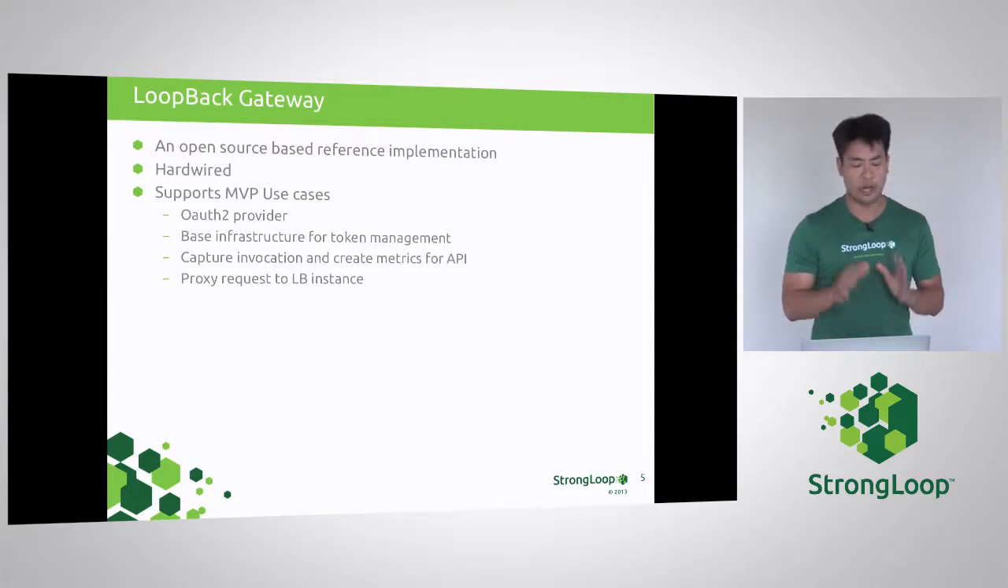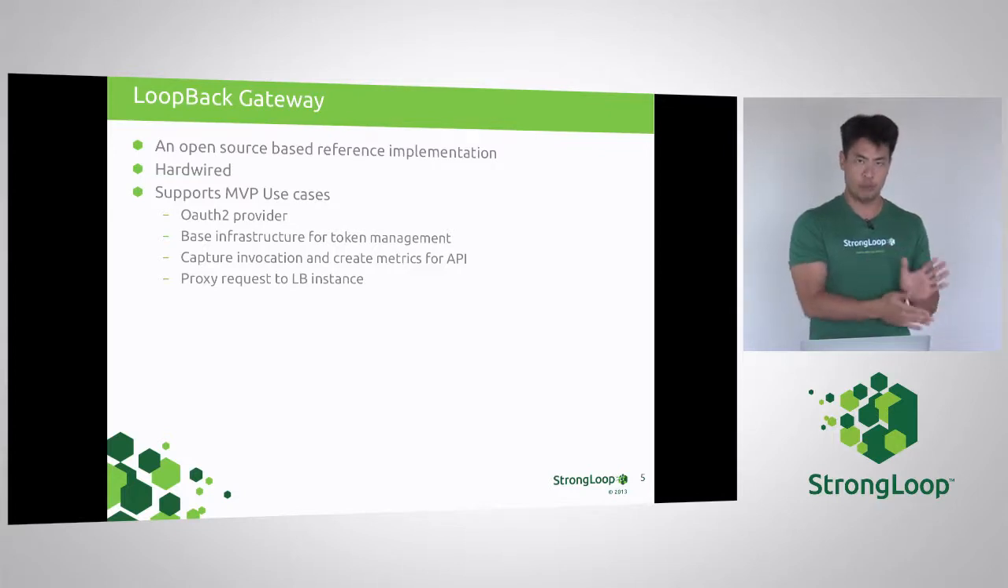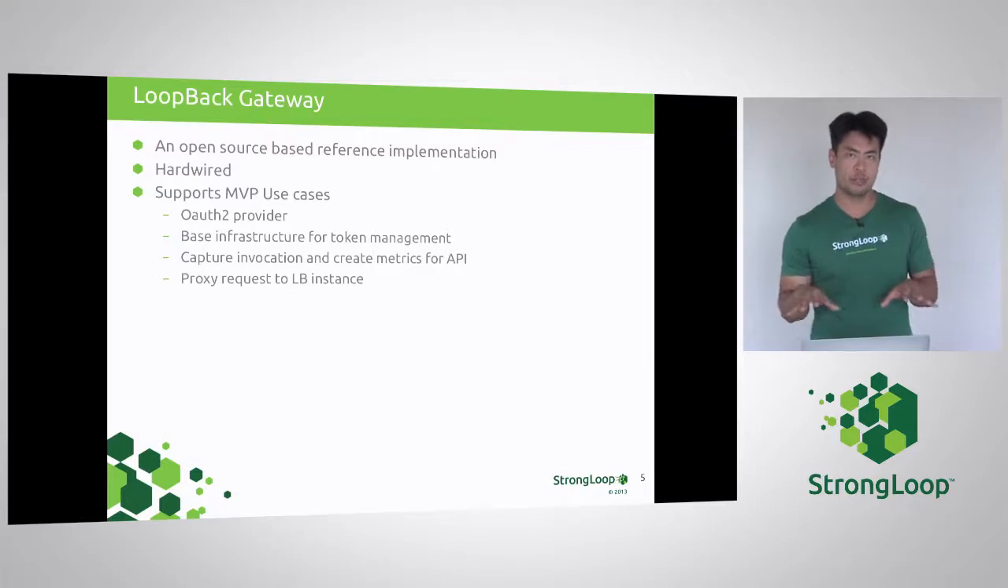So what we have is a hardwired version, and I'll go into what that means more, of the MVP use cases that I've listed here. So what you've seen is the OAuth 2 provider side of the flow to secure my API endpoints, my RESTful API endpoints, through the OAuth 2 flow. Very common use case. We provide a basic infrastructure for token management, right? So that's the tokens that are issued by the gateway itself.